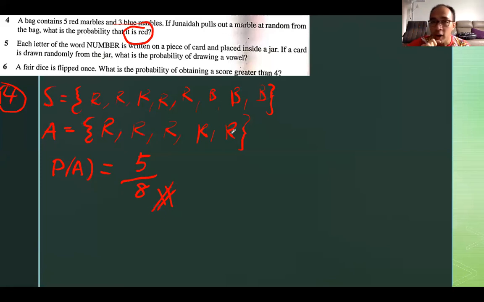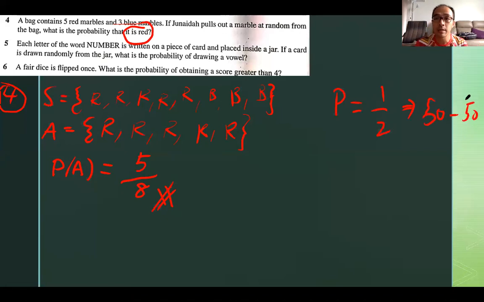A very common mistake is that many people like to group all the marbles together. They say, oh, red and blue, since there are only 2 colours and the selection is one colour out of 2, the probability is 1 over 2. If the probability is 1 over 2, this actually means it is a 50-50.